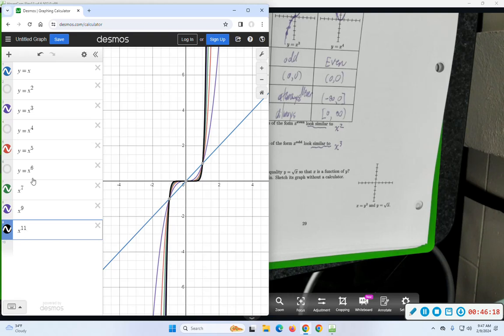Nice. So here's a pool of functions whose graphs you should just know. Whenever you see an even power function, you should picture something vaguely like a parabola. It's not technically a parabola, but it's bowl-shaped at least. Whenever you see an odd power function, you should picture something kind of like x cubed.